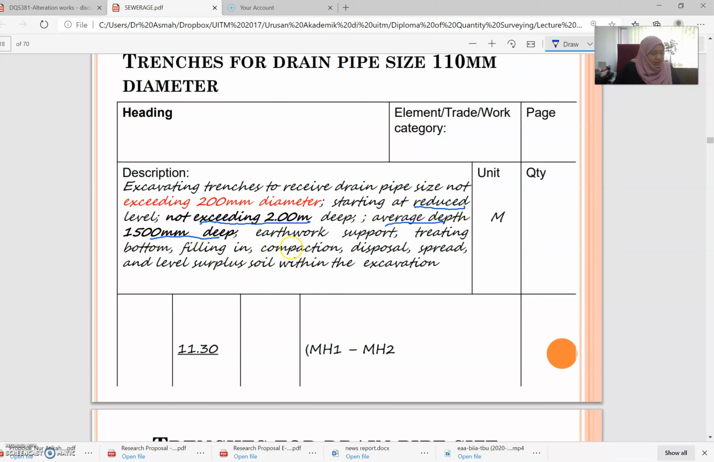That includes, all of these words you need to refer to V.2.5. You just include that in, because it tells the contractor that if you excavate this, you have to include all the necessary works listed under this V.2.5.